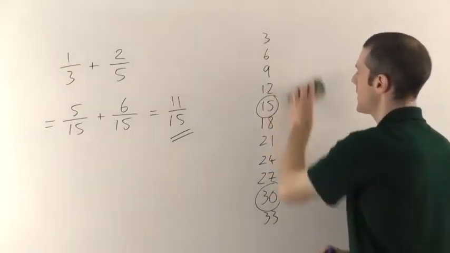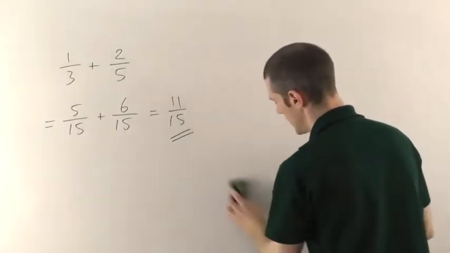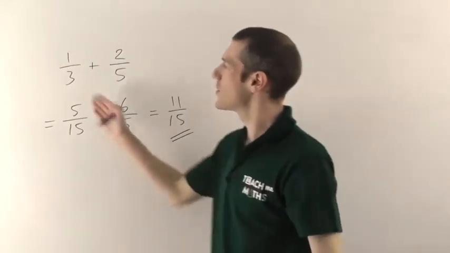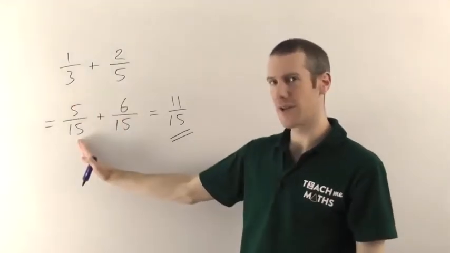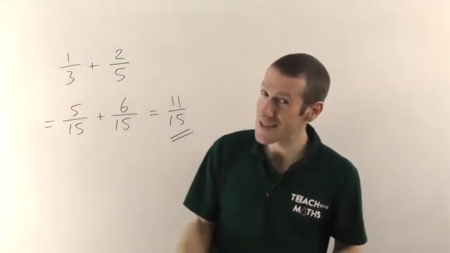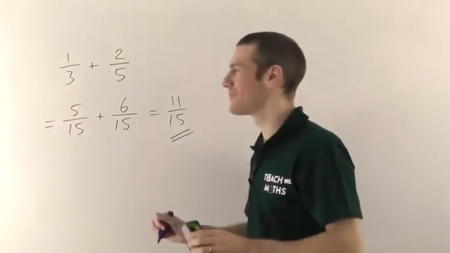Alright, so let me try a slightly different example, because some of you might be wondering, well, couldn't we have just done 3 times 5 to get the 15? Well, sometimes you can, and sometimes you can't. Let me show you.